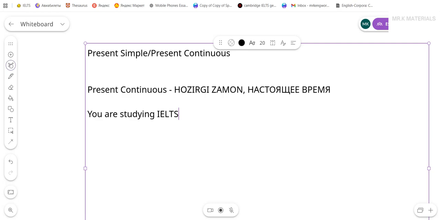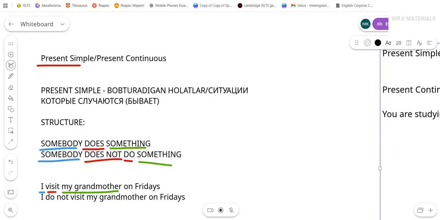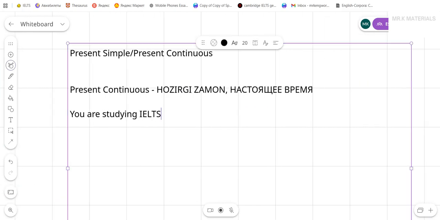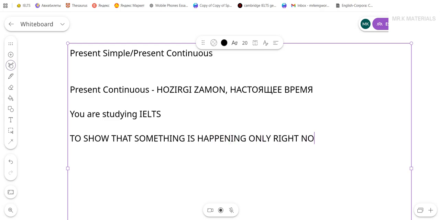Now you can work with this fact however you want. If you study IELTS your whole life, you want to say it happens regularly, that kind of meaning. If such is the meaning, use present simple, no problem. It depends fully on your meaning. However, if you want to show that at this moment in my life, in this period, I am focused on IELTS, and this is the time right now, I'm studying IELTS, then you gotta use your present continuous here. So we use present continuous to show that something is happening only right now.